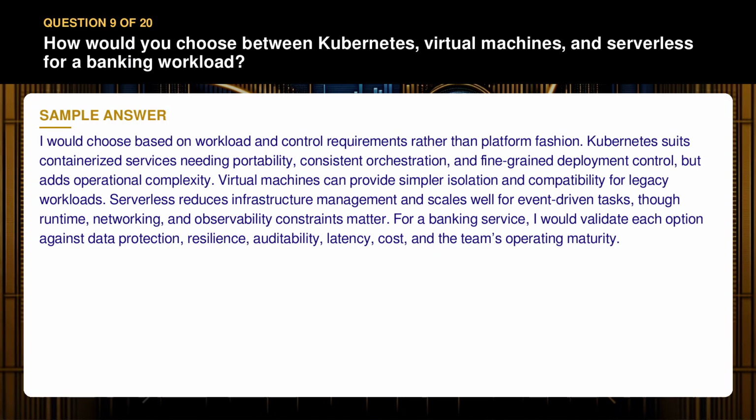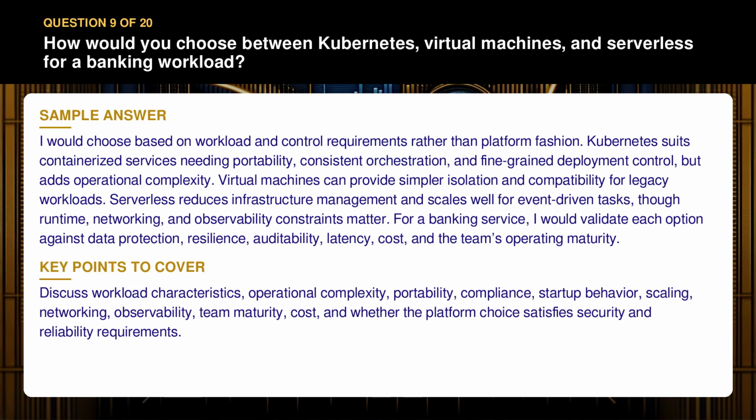Serverless reduces infrastructure management and scales well for event-driven tasks, though runtime, networking, and observability constraints matter. For a banking service, I would validate each option against data protection, resilience, auditability, latency, cost, and the team's operating maturity. Discuss workload characteristics, operational complexity, portability, compliance, startup behavior, scaling, networking, observability, team maturity, cost, and whether the platform choice satisfies security and reliability requirements.